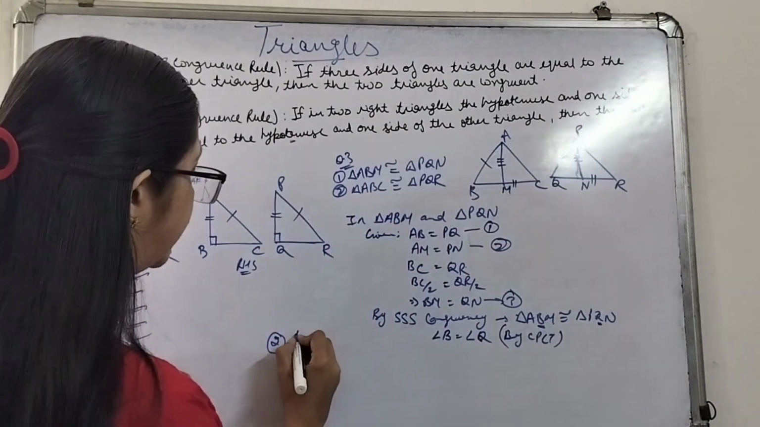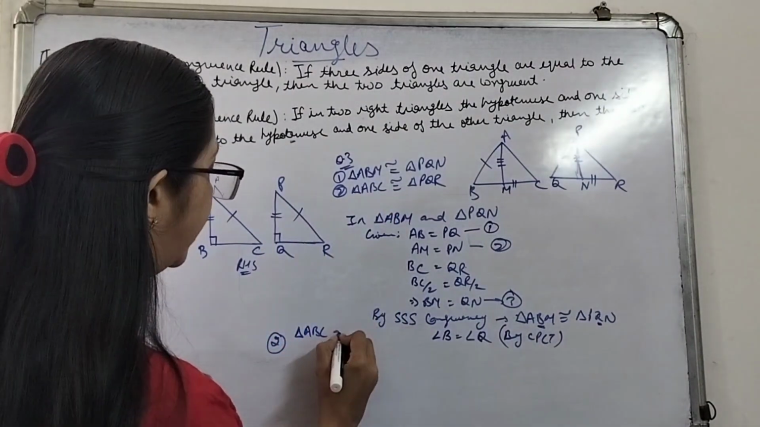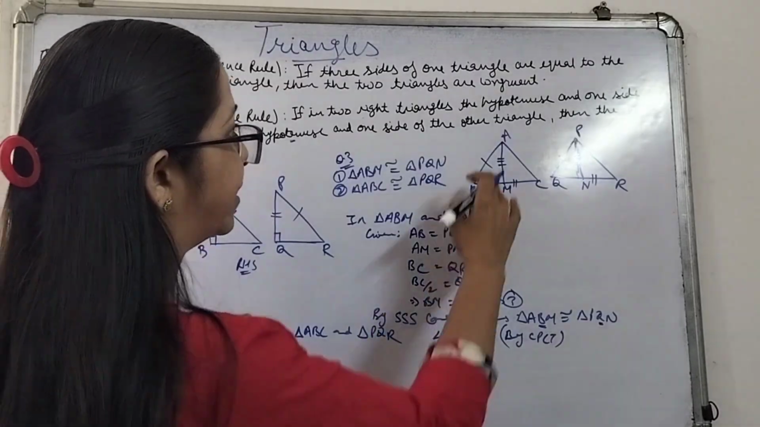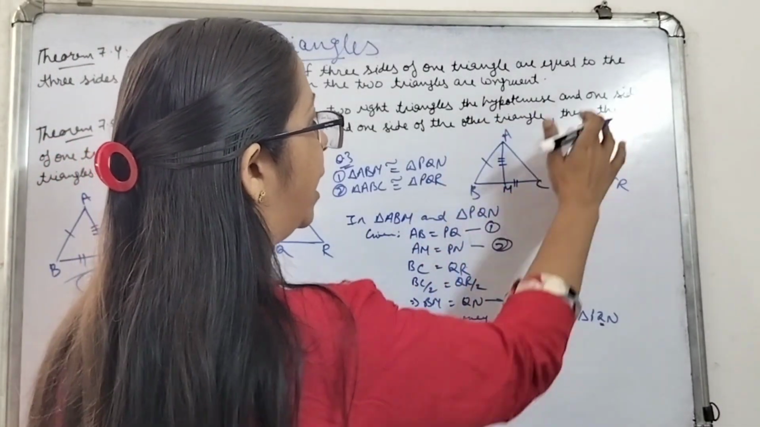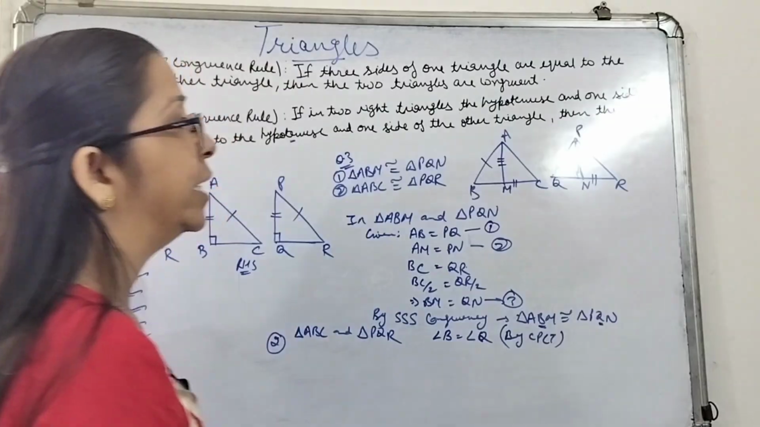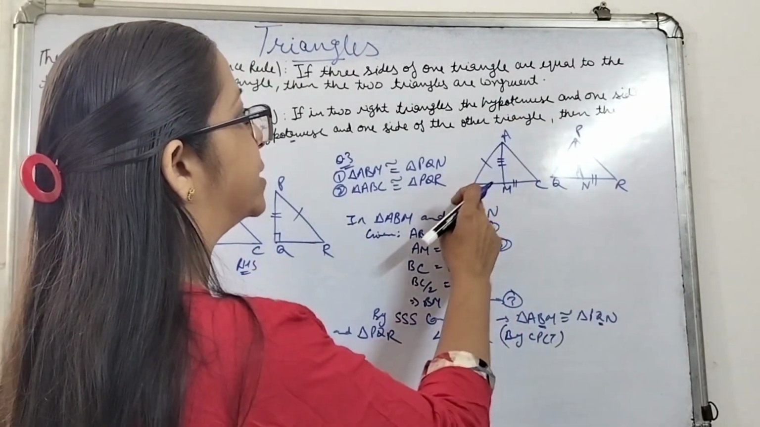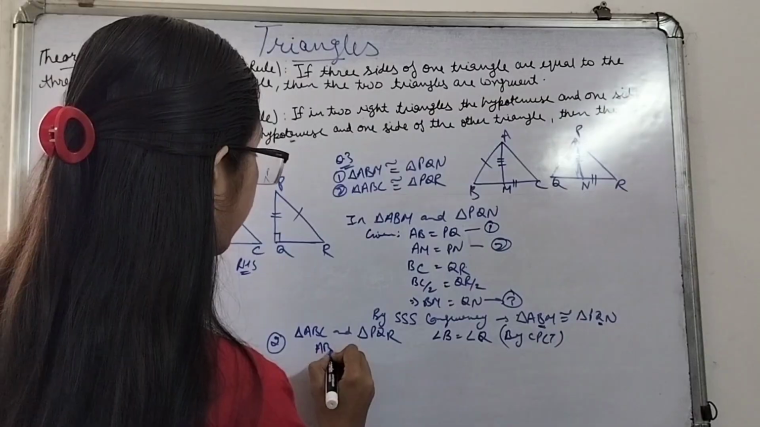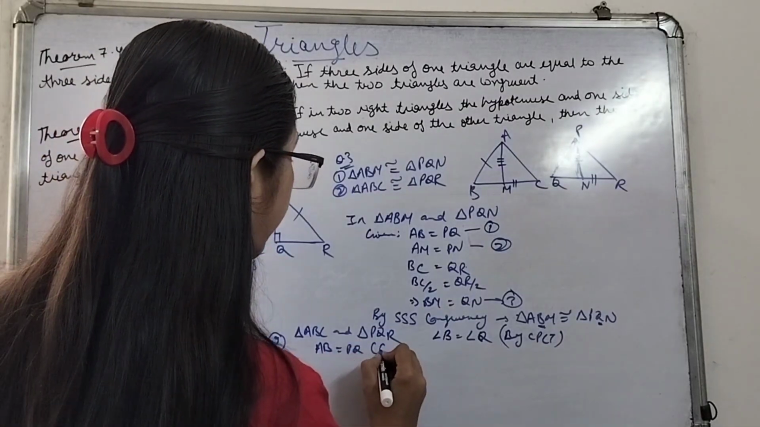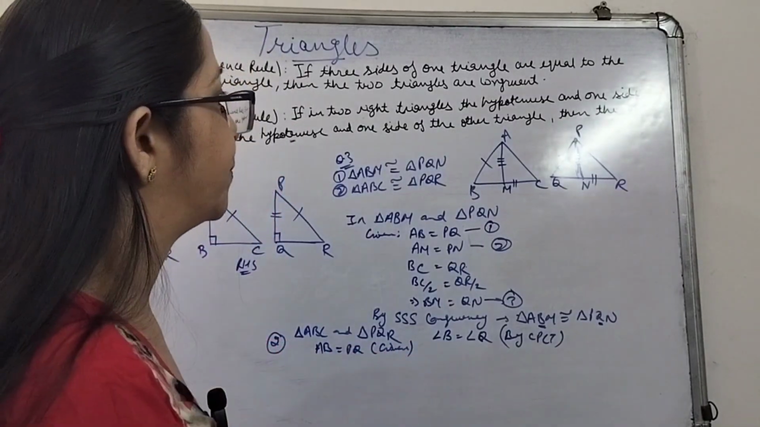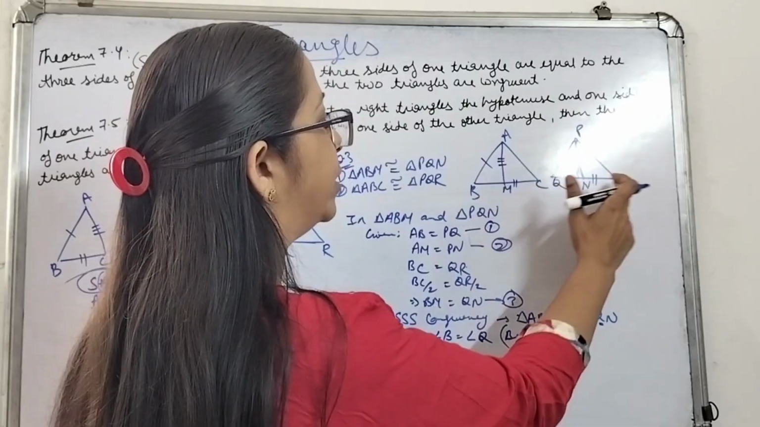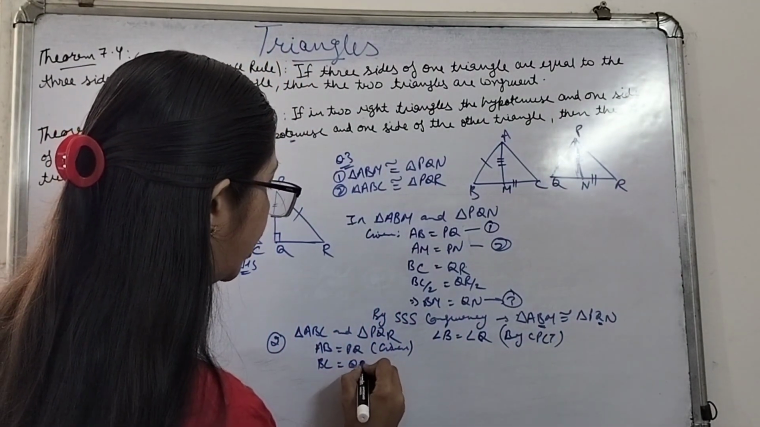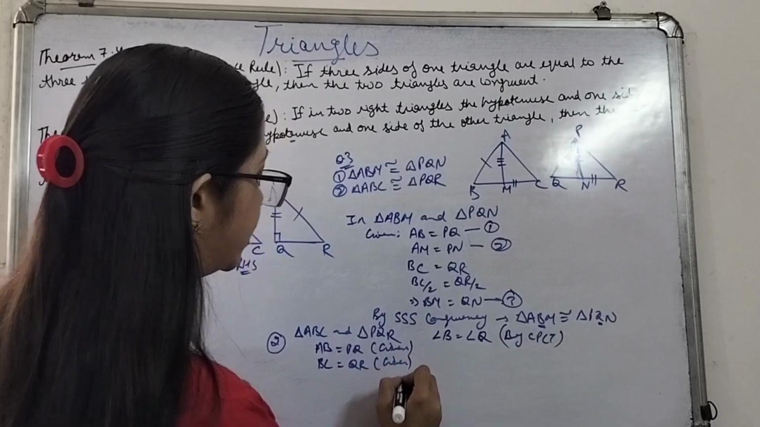We are considering the whole triangle ABC and triangle PQR. In these two triangles, AB is equivalent to PQ, already given to us. Similarly, BC is equivalent to QR, it is also given to us.